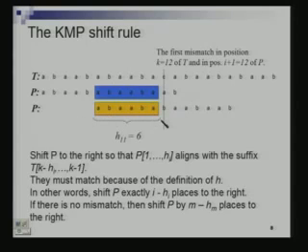If there is no mismatch, suppose the pattern was only up to here. Okay, this was not part of the pattern. AB was not part of the pattern. That means that till the 11th position, everything matched, everything is fine. How much should I shift forward by?